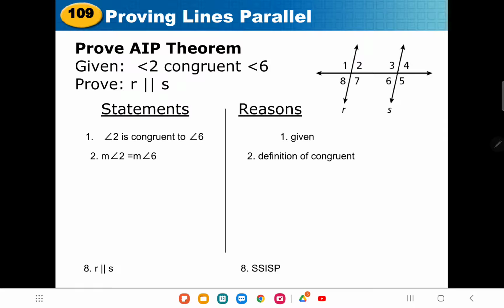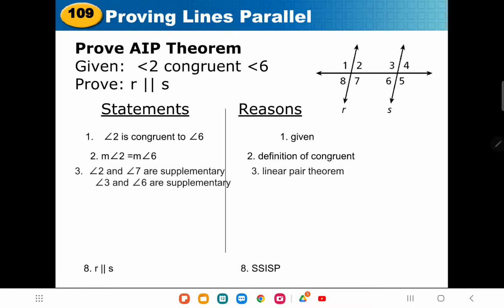Now, by the definition of congruent, we have the measure of angle 2 is equal to the measure of angle 6. Angles 2 and 7 are supplementary, and 3 and 6 are also supplementary because they are linear pairs, as seen in the diagram, and the linear pair theorem tells us this. This means that the measure of angle 2 plus the measure of angle 7 is equal to 180.